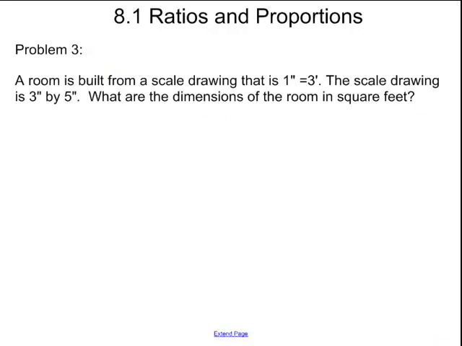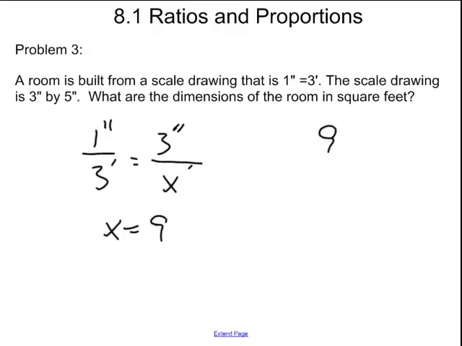Problem number 3. A room is built from a scale drawing that is 1 inch to 3 feet. The scale drawing is 3 inches by 5 inches. What are the dimensions of the room in feet? Well, I know that 1 inch to 3 feet is going to be the same scale for my width as 3 inches to x feet. Cross multiplying, I get x is equal to 9. So my width must be 9 feet.